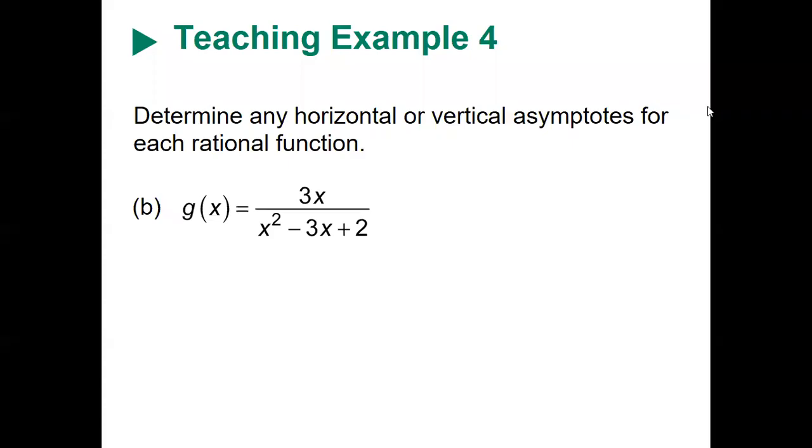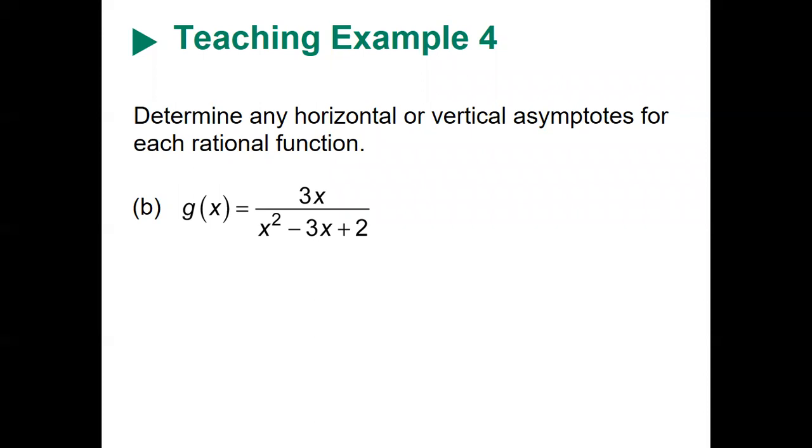All right, so we are on day 2 of rational functions and finding their discontinuities, aka finding your horizontal and vertical asymptotes or slant. So we talked about that there's things you have to identify and pay attention to. We left off on example 4, letter B.